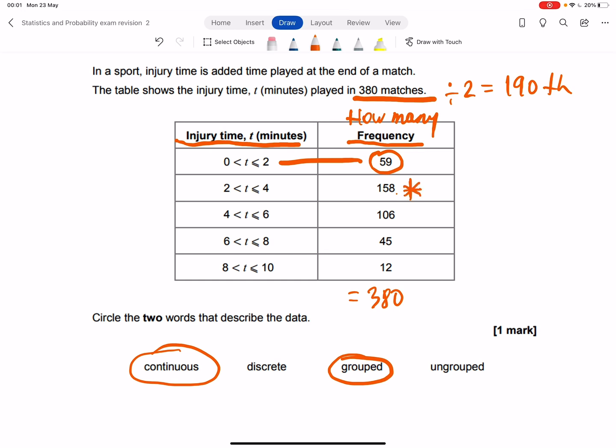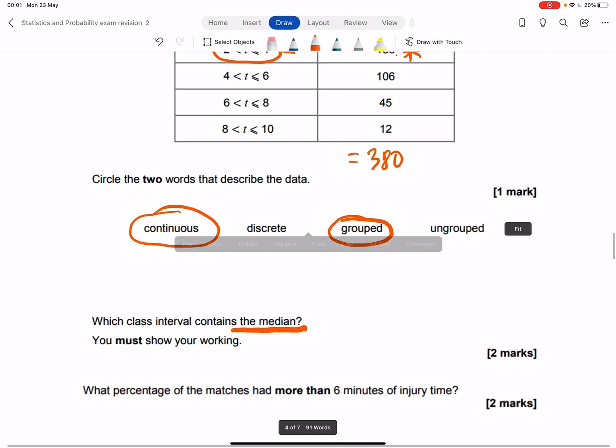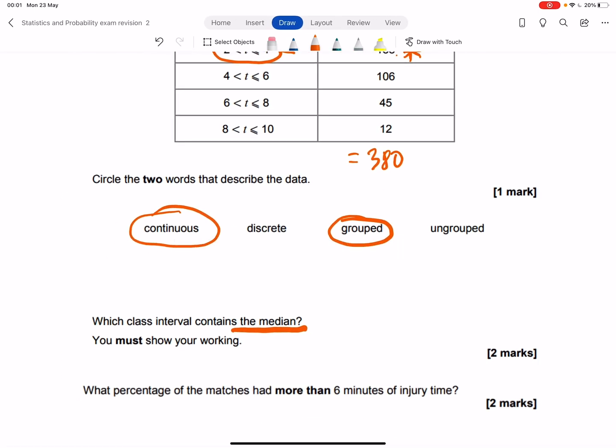So the class interval for the median will be this one, from 2 to 4 minutes. So we'll call it the class interval which contains the median, from 2 to 4 minutes.